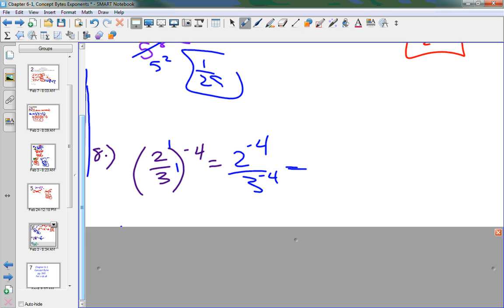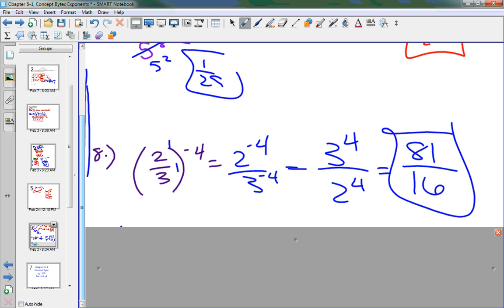Do we like negative exponents? So what goes where? 3 goes to the top, 2 goes to the bottom. Now, we normally do addition or multiplication better in pairs. What's 3 times 3? 9. What's 3 times 3? So now what's 9 times 9? 81. Do we understand that there's 3 4s there? 2 times 2. 4 times 4. 16. Done.